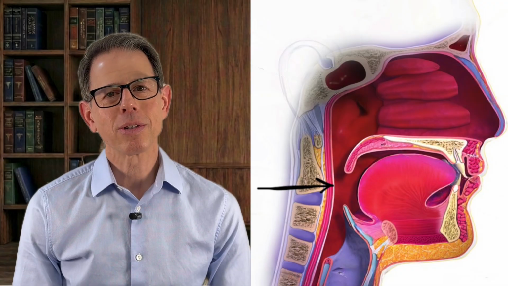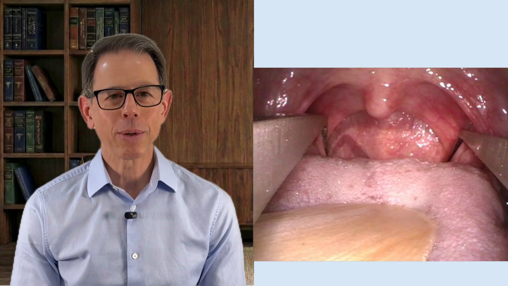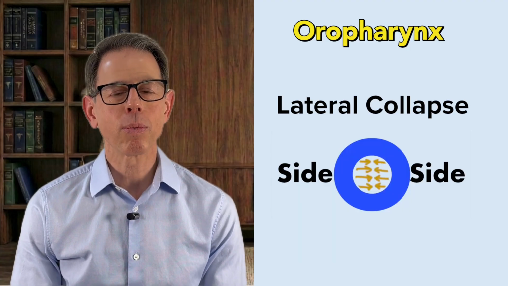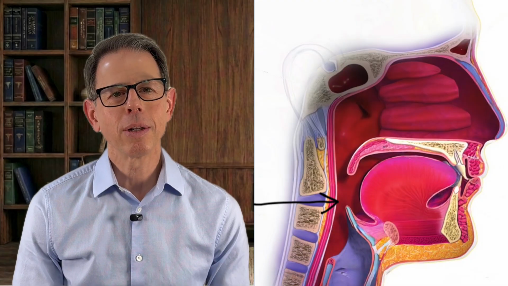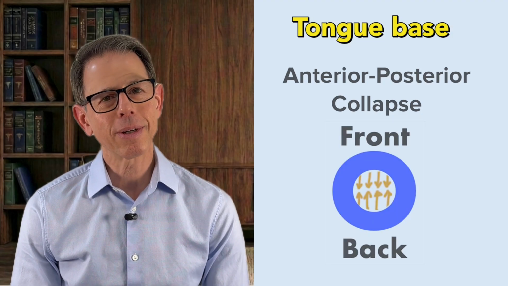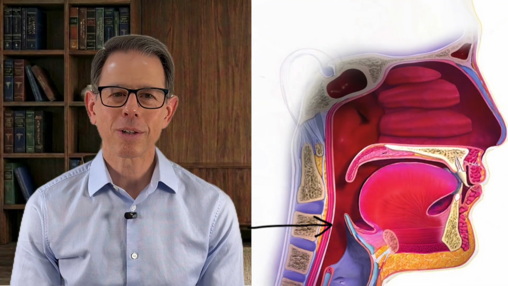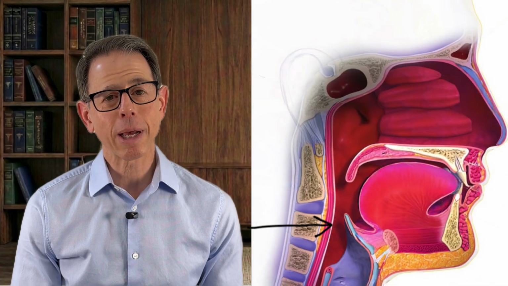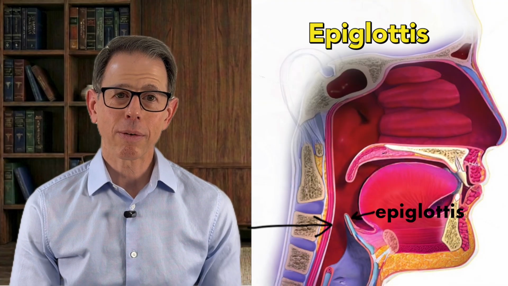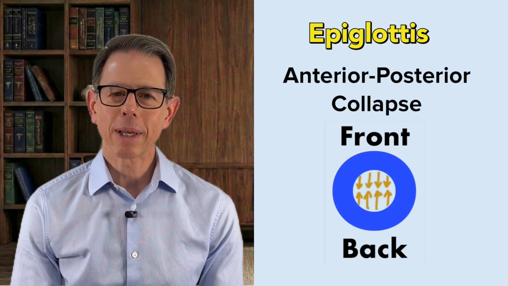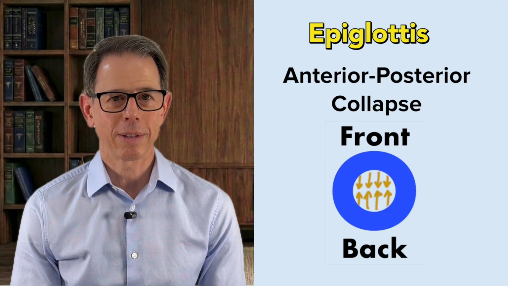The next level down is the level you can see at the back of the mouth. We call this the oropharynx. Here, we look for lateral collapse, meaning that the side walls come in. Further down, we look at collapse behind the back of the tongue, known as the tongue base. Collapse here is anterior-posterior or front to back. Finally, the lowest area of the throat is below the tongue base, but just above the voice box. Here, there's a flap of cartilage called the epiglottis that can fall backwards and close off the airway in an anterior-posterior dimension, but occasionally it can also fold in on itself.